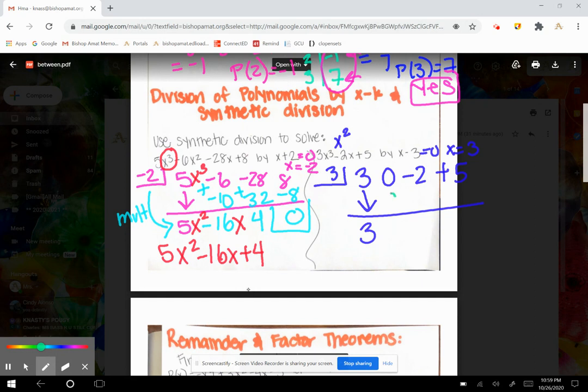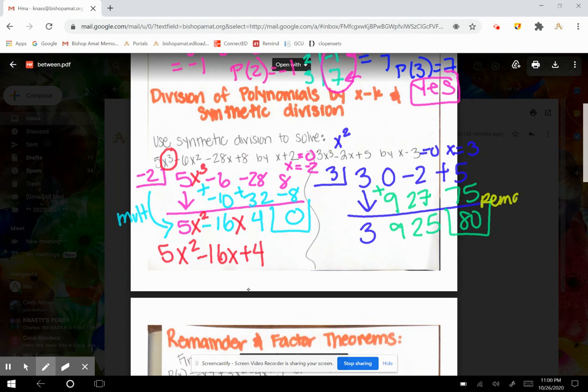3 times 3 is 9. That gets you 9. 3 times 9 is 27. This gets you 25. 3 times 25 is 75. And this gets us 80. Okay, remember that number in the box, we call this our remainder.